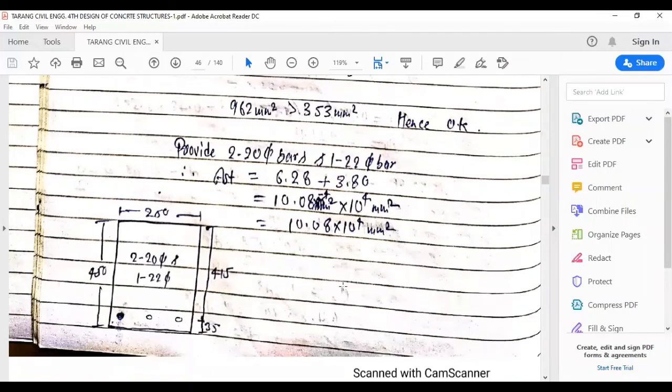So our section will look like this. This is 250, small b, overall depth is 450. This is 415 effective depth. The cover is 35. Area of steel is this way, 2 bars of 20 mm dia and 1 bar of 22 mm dia. So 2 bars and 1 bar, total 3 bars.